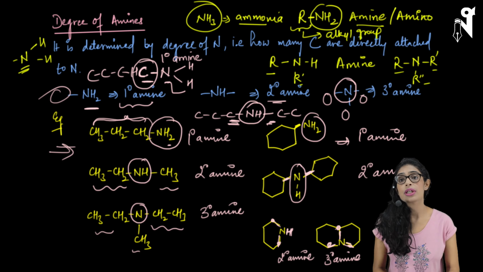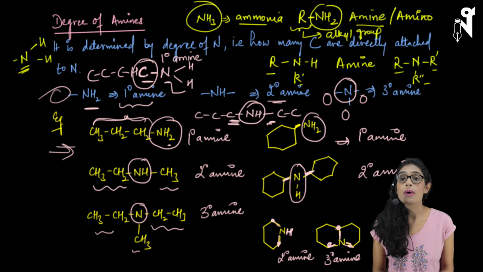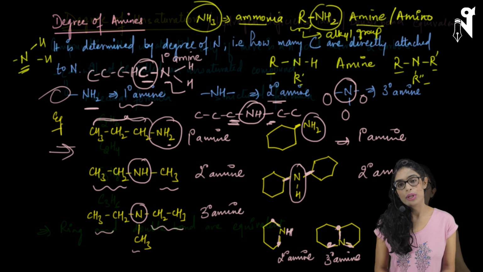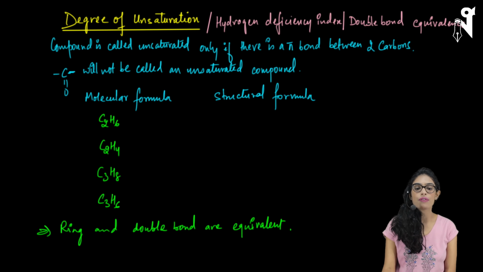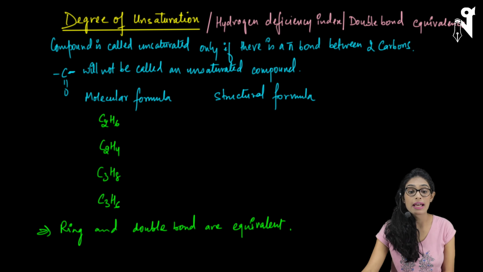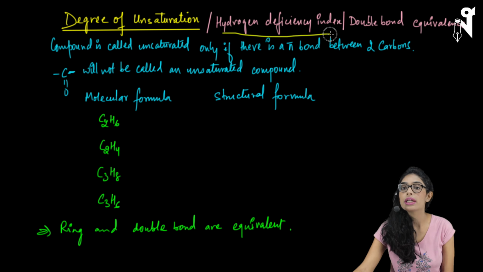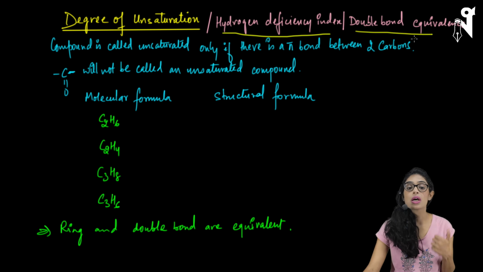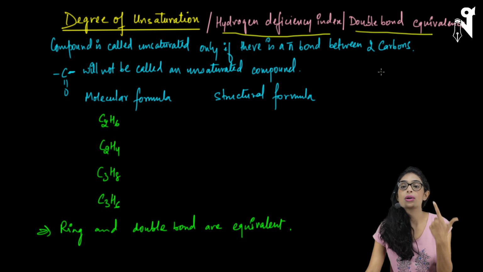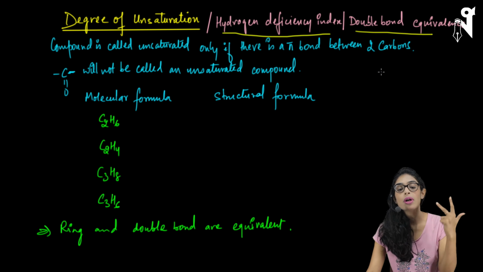So here we are done with the degrees. Now next we'll talk about degree of unsaturation. So as I mentioned, the next topic is degree of unsaturation, which is also called hydrogen deficiency index, or also called double bond equivalence. So there are three names. One is degree of unsaturation, one is hydrogen deficiency index, and third is double bond equivalence.